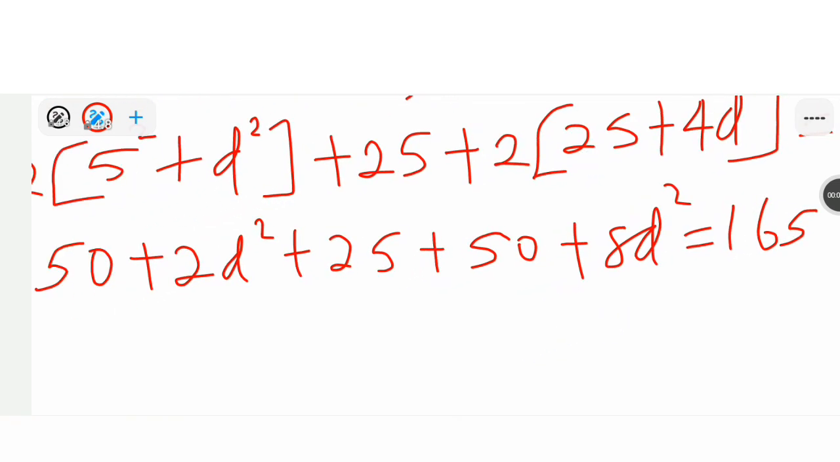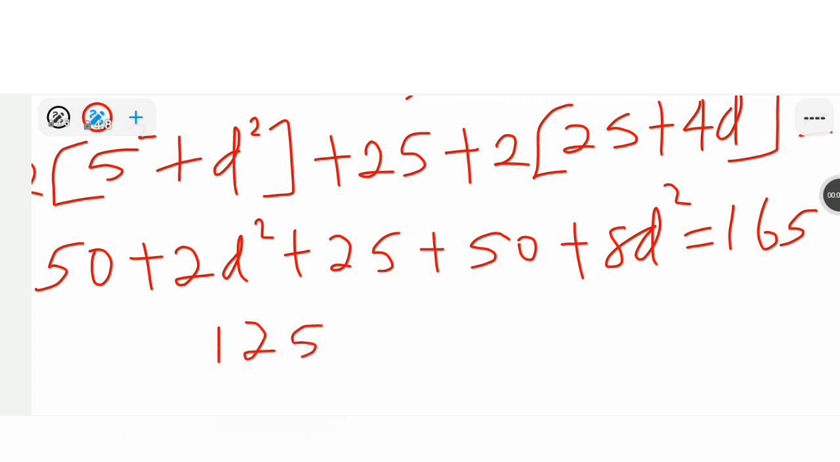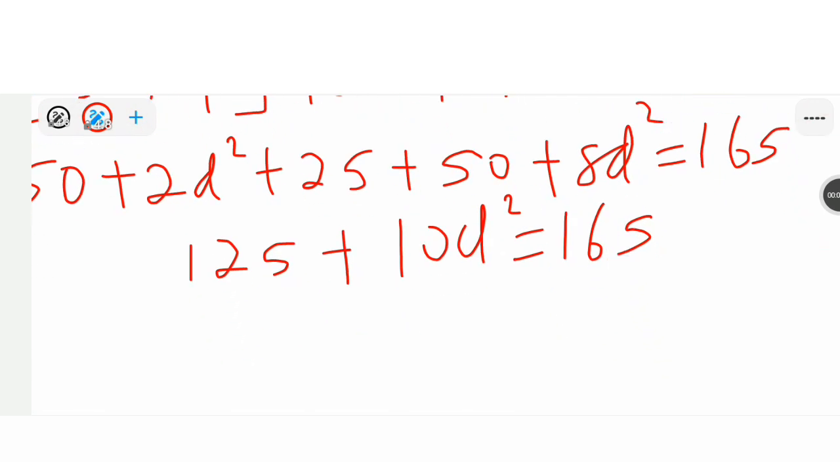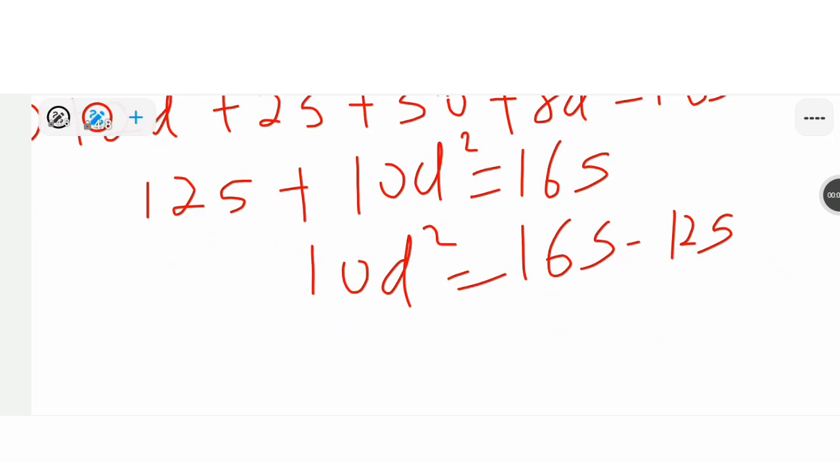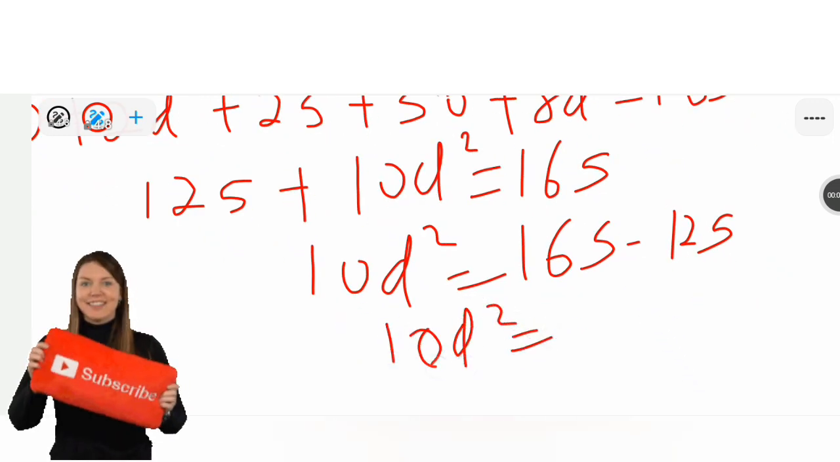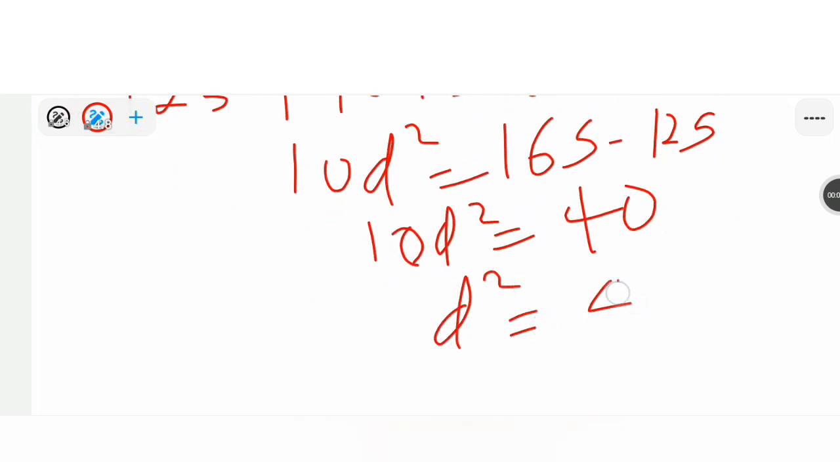So if you simplify this, you get 50 plus 25 plus 50, that will give you 125. Plus 2d squared plus 8d squared, that will give you 10d squared equals 165. Collect the like terms. You have 10d squared, and this one will come here, it becomes 165 minus 125. You have 10d squared is equal to 40. Divide both sides by 10, d squared is equal to 4.